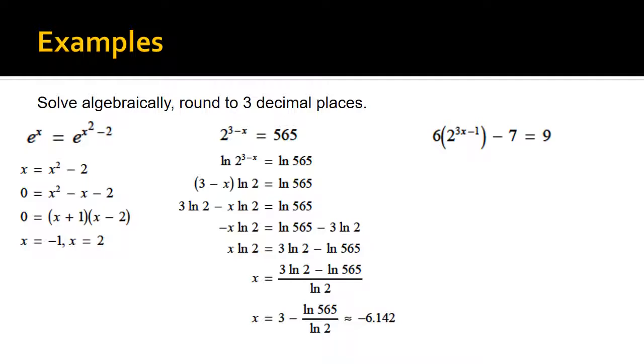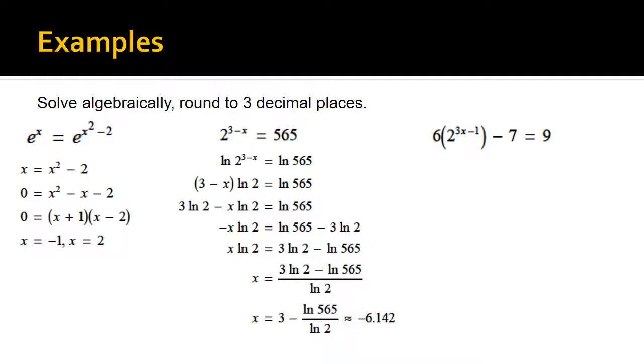So what we'll do is we'll take the log of both sides, the natural log, and then we use the power rule. So natural log of 2 to the 3 minus x, the 3 minus x comes down front, and we have 3 minus x times the natural log of 2, and then we distribute. And then we just work at getting x by itself. So we will subtract 3 times the natural log of 2 from both sides, and then we will divide by the natural log of 2.